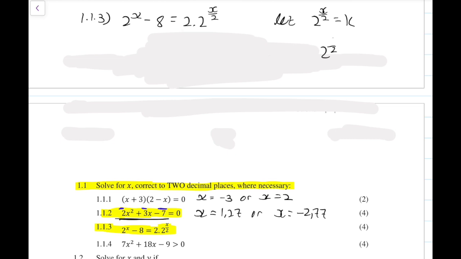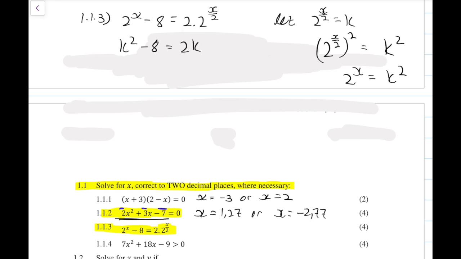This is 2 to the power of x over 2. If I square this side, I must square that side, and this will actually just be 2 to the power of x is equal to k squared. So now we know that 2 to the power of x, which is k squared, minus 8 is equal to 2k. Bring that over: k squared minus 2k minus 8 is equal to 0. Factorizing this is really easy. We're going to end up with 2 possible values, basically 4 and 2. So k can be equal to minus 2, or k can be equal to a positive 4.